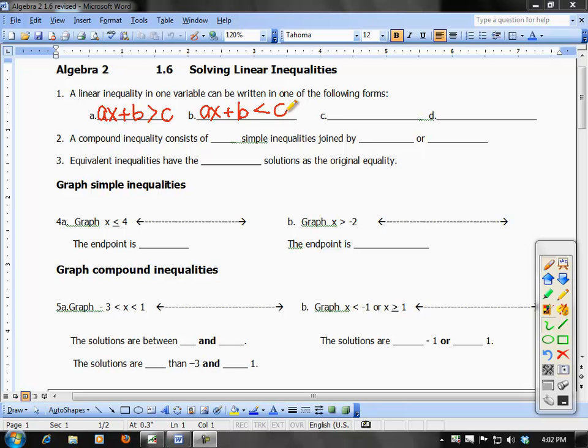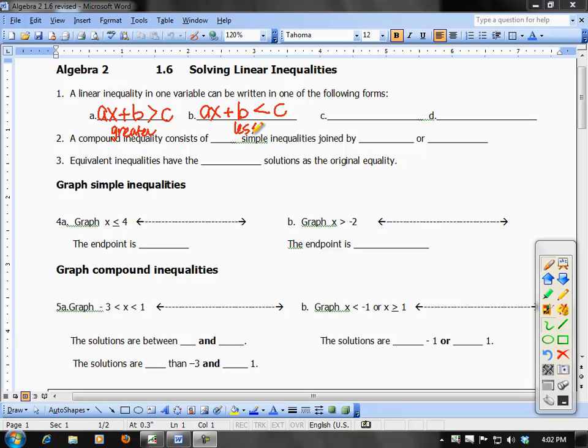Now, if you're looking at these and going, oh man, I don't remember which is greater than or less than, let's make a note, shall we? This one's greater than, and the one pointing to the left is less than. That's the way I remember it. Pointing to the left is less than.